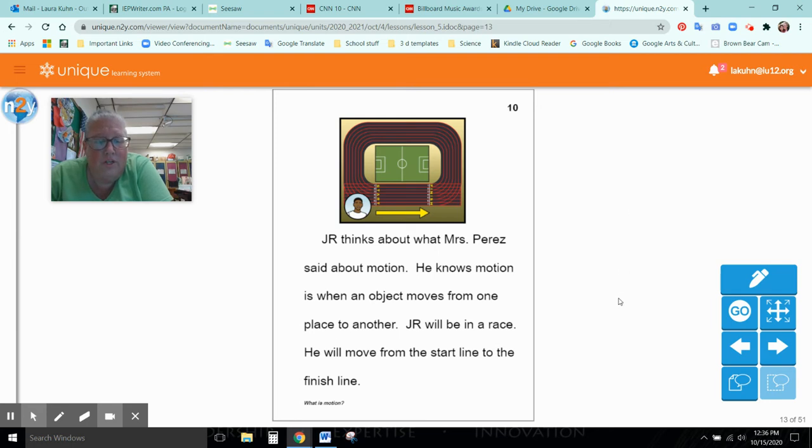So what is motion? Motion is when an object moves from one place to another. So anytime something moves, it's considered motion. So an easy way to remember that is move, motion. M&M, baby.